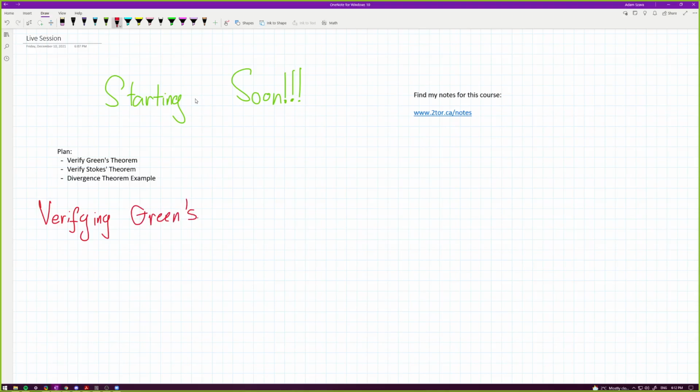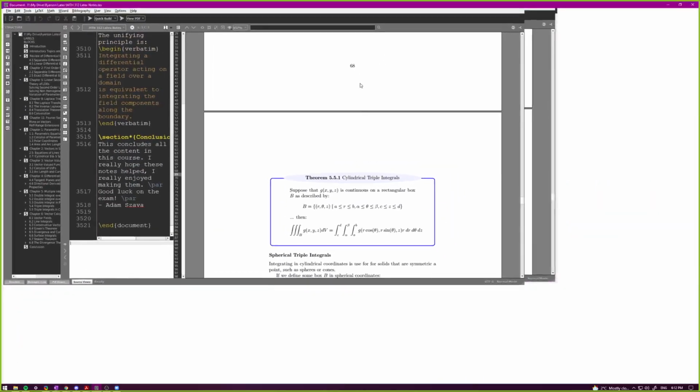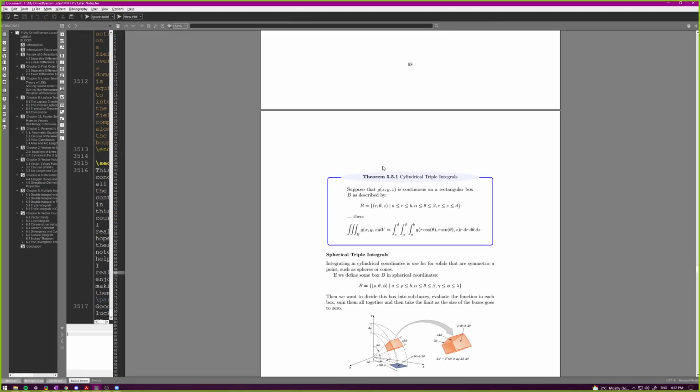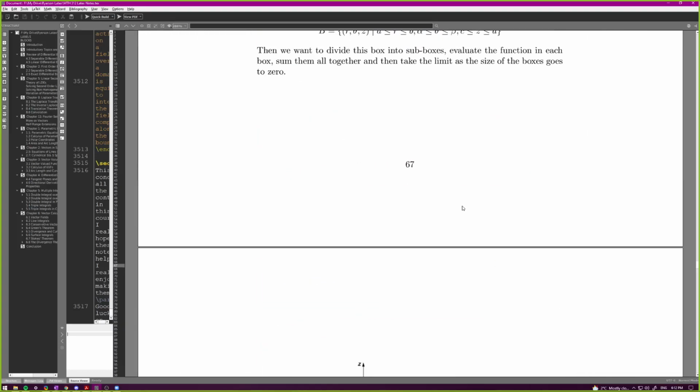Just say Green's. Okay, so if you take a look at my notes, which I have here, hopefully you can see them. Can you see the notes? Yeah, we can see them. Perfect.